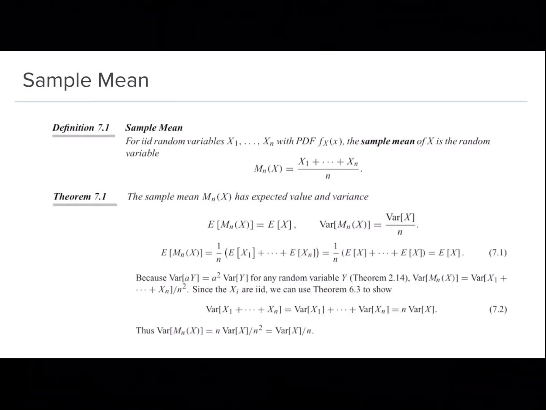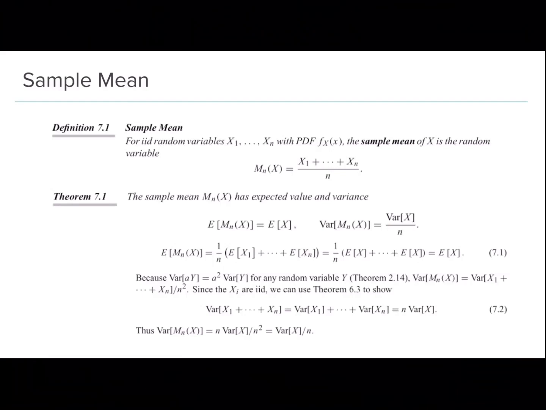Right, so before we move forward with the questions ahead, let's first revisit the concepts that we learned in section 7.1. And the concepts are those of sample mean. Definition 7.1 tells us about the sample mean, and it says that for independent and identically distributed random variables X1, X2 up to Xn with PDF f_X(x), the sample mean of X is the random variable Mn(X) equal to X1 plus X2 up to Xn divided by n. So the sample mean is the weighted sum of X1 up to Xn.